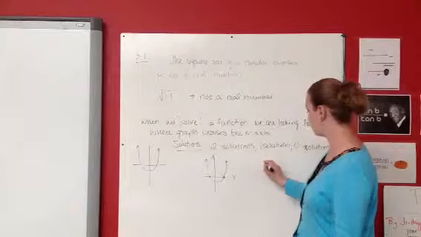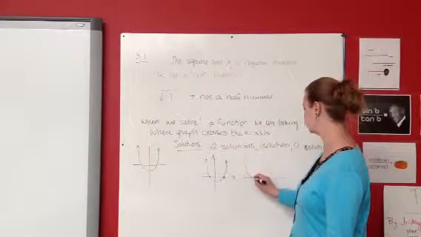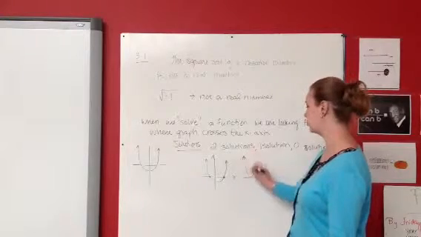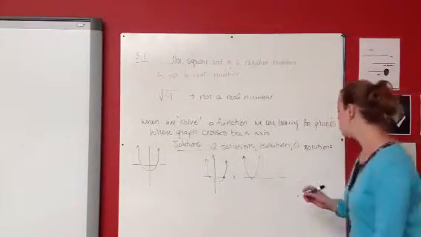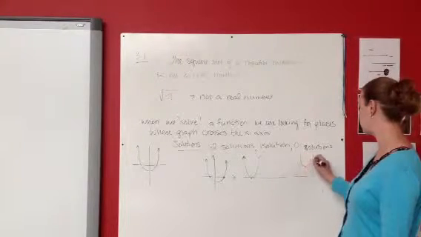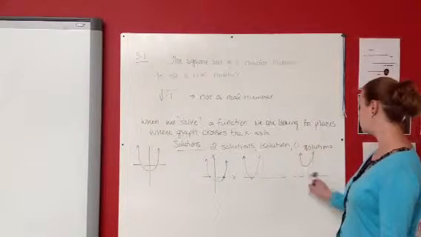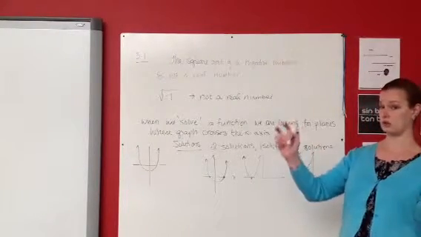You could have a parabola that touches the x-axis at only one point. Here's an example. This would be a solution, or the only solution. Or you can have a parabola that has no solutions, maybe something like this. And as you see, the parabola never crosses the x-axis, so there is no solution.